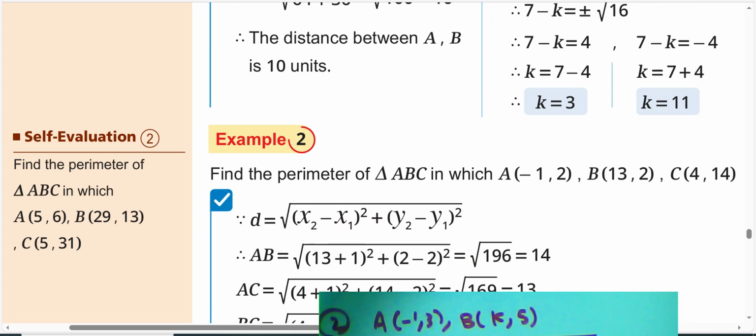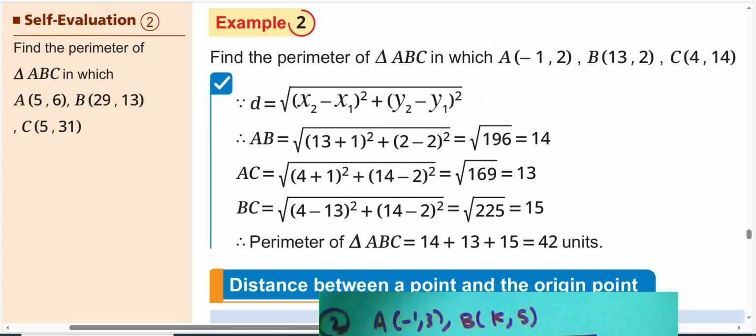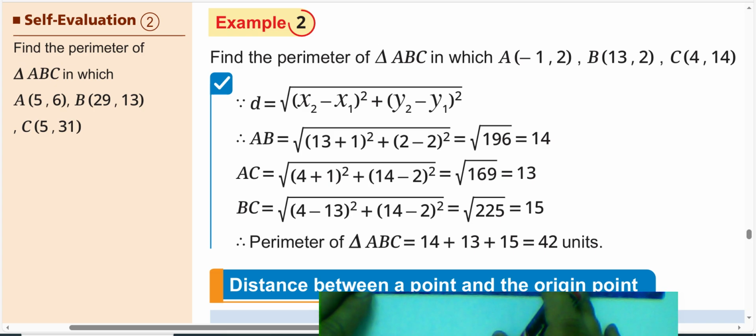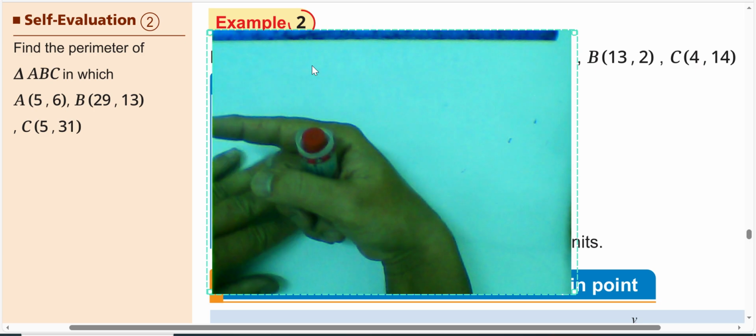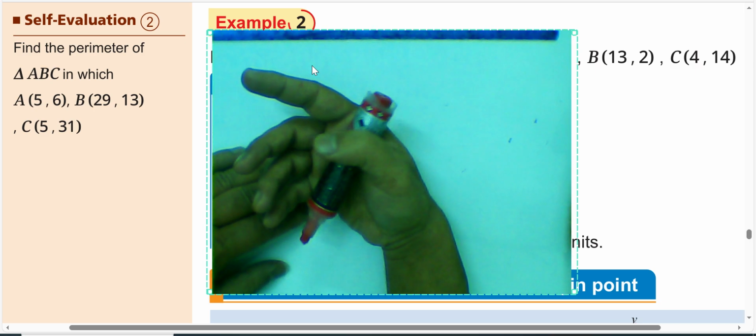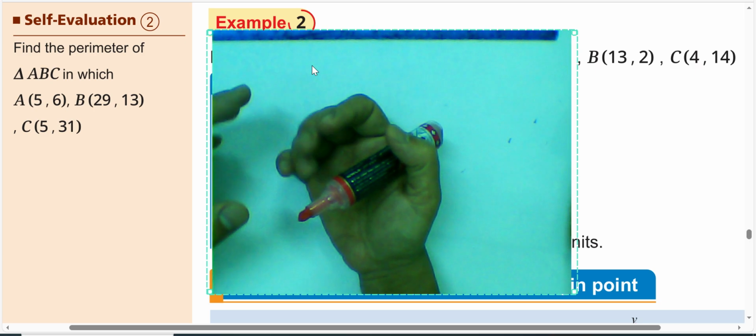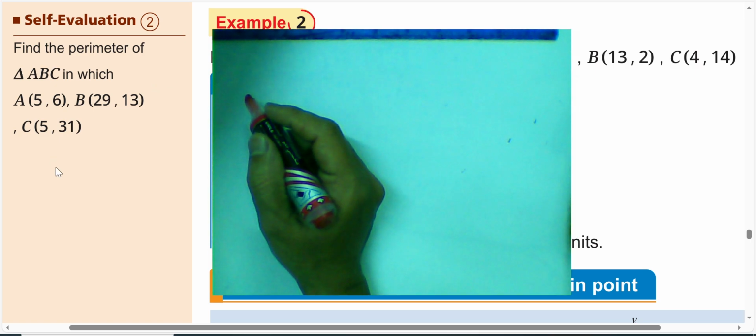Next question, example number 2. Look, we have here triangle ABC. We can find the perimeter, the sum of the 3 sides. Question number 2, self-evaluation, I will solve this question. Find the perimeter of the triangle. The perimeter equals the sum of the 3 sides. First step, we can find the length of AB.